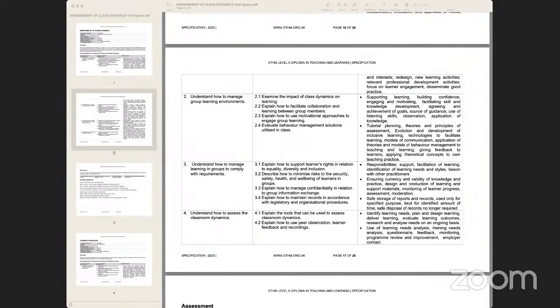So that is something which the teachers or instructors have to be very careful about, and that is what we will look at in terms of how we would maintain confidentiality. The last assessment criteria will talk about how to look at maintaining records in accordance with legislative and organizational procedures. Now, with the implementation of the Data Protection Act in 1998 and a revision with GDPR guidelines in 2016, there are now records that schools and educational institutions have to maintain for a period of 3 years, 5 years, 6 years, depending on legislative requirements, or policies and procedures within the organization.